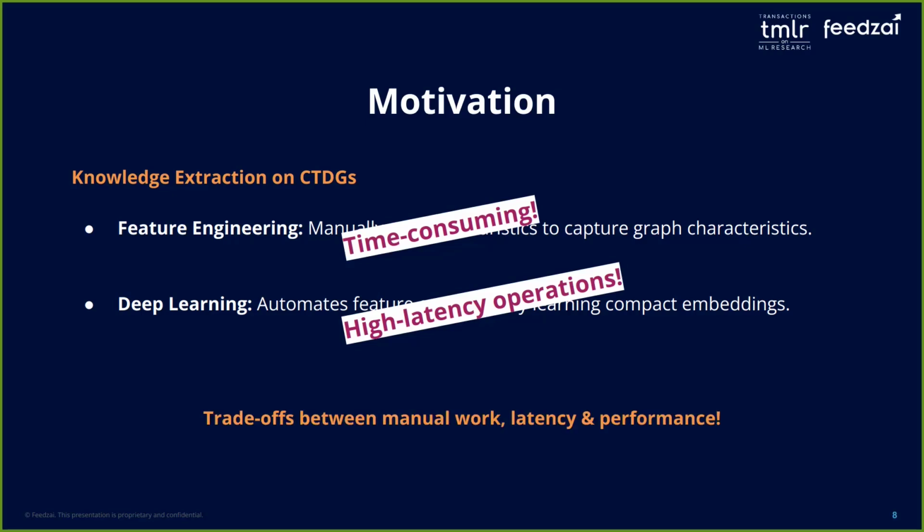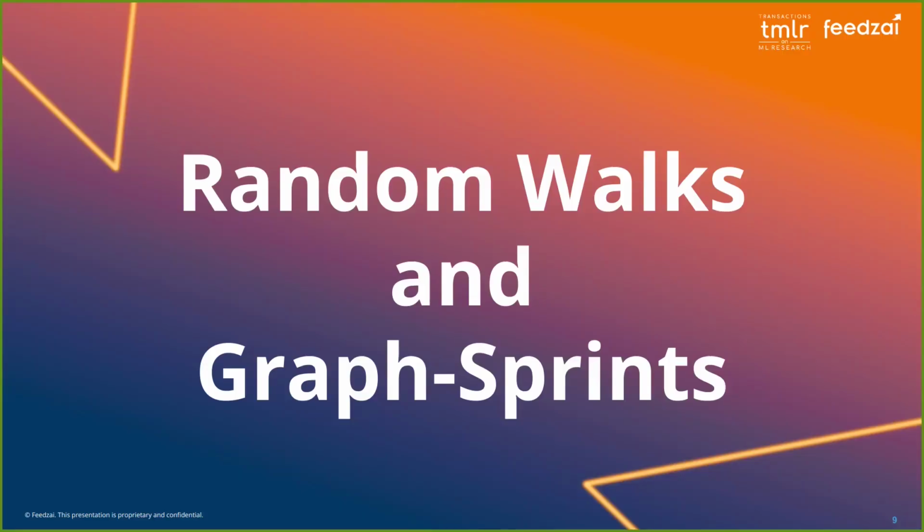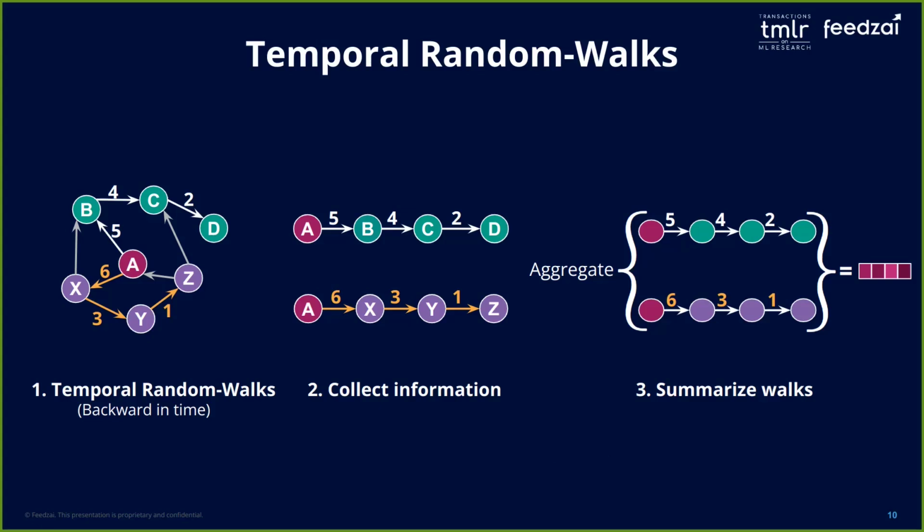Therefore, trade-offs have to be made between manual work, latency, and performance, highlighting the need for our Deep Graph Sprints, which is a low-latency, deep learning-based representation learning method. We will start with the intuition that led to the development of our method, namely random walks and the Graph Sprints method. One naive approach to extract information from graphs is leveraging random walks.